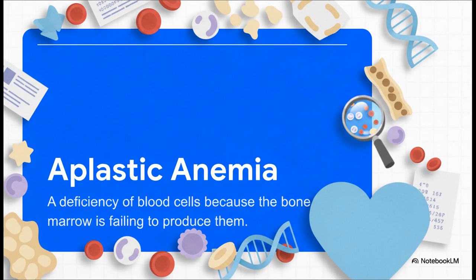And that's a perfect lead-in to aplastic anemia. What's so important to see here is the focus on the cause. See, other anemias might be about losing blood or the body destroying cells, but aplastic anemia, that's a manufacturing problem. The bone marrow itself, the body's blood cell factory, is failing to do its job.